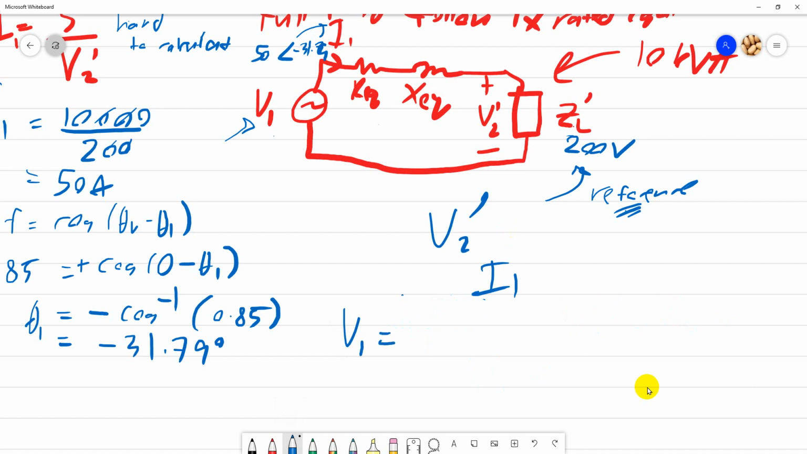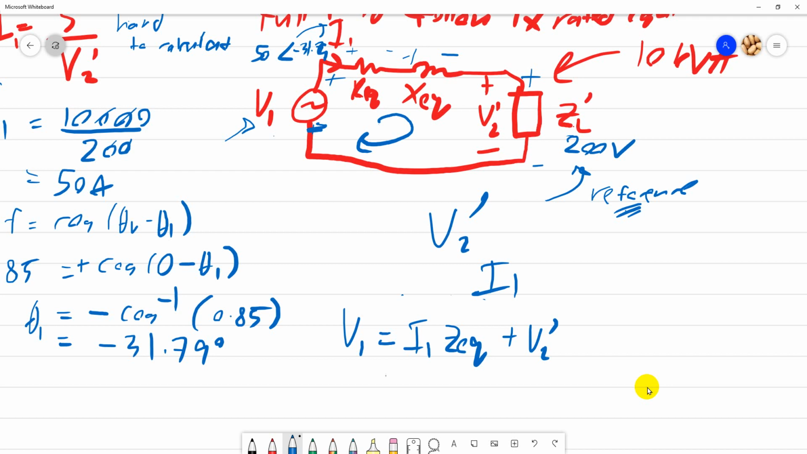So basically V1 is just I1 ZEQ plus V2 bar. Just do a Kirchhoff voltage law. Positive and negative, positive, positive, negative, positive, negative, because the current goes into positive for load. For resistor, inductance, and this one, positive, negative.